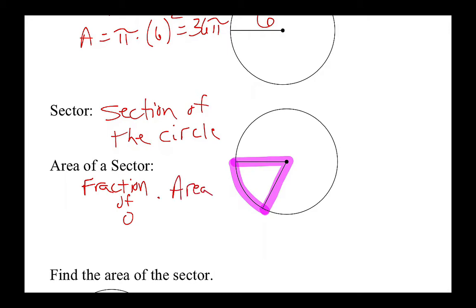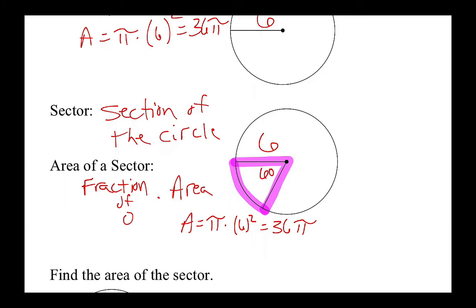Because if the area is 36 pi and we have half the circle, well then that's going to be 18 pi. If we have 36 pi and we have 1/4 of the circle, then the area of the sector is going to be 9 pi. So let's use the same radius as 6, but let's say the angle here is 60 degrees. We know the area of this circle is going to be pi times 6 squared, which is 36 pi.